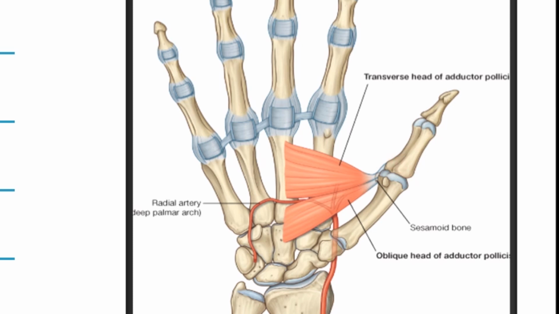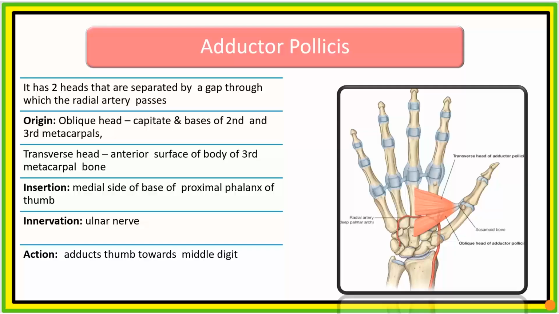The innervation of adductor pollicis is through the ulnar nerve, and like the name suggests, the action is adduction. It adducts the thumb towards the digits, the rest of the digits.